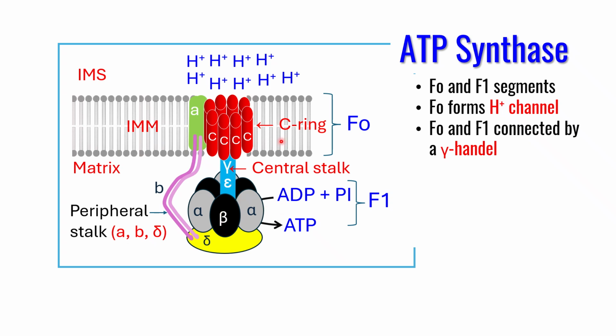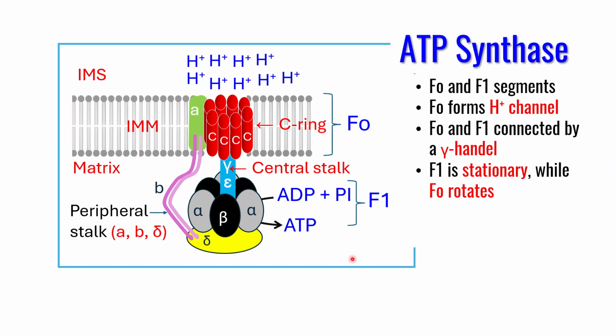F1 and FO segments are connected with a structure known as the central stalk or gamma handle, which is made up of two subunits, gamma and epsilon. The central stalk or gamma handle and the FO segment are rotating structures. F1 is also connected with another stalk known as the peripheral stalk, which is made up of one A subunit, two B subunits, and one delta subunit. The peripheral stalk is a stator that prevents the rotation of the F1 head.